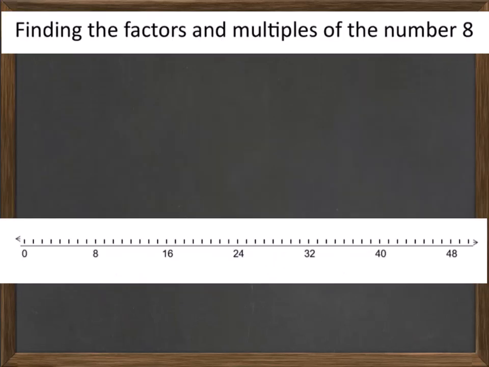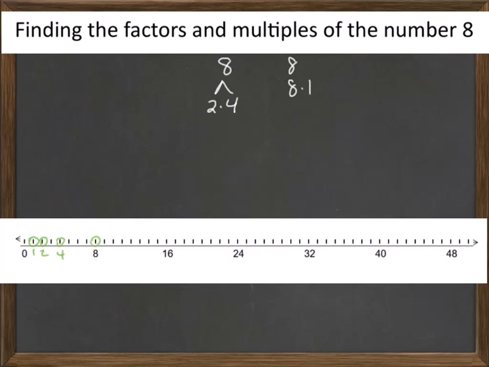Well, let's find out. Let's think about the factors and the multiples of the number 8. We've already talked about the factors of 8, haven't we? Right? We know that the factors of 8 are 2, 4, right? And we also know that 8 is 8 times 1. So let's put those on a number line. So the factors of 8 are 8, 1, 2, and 4.